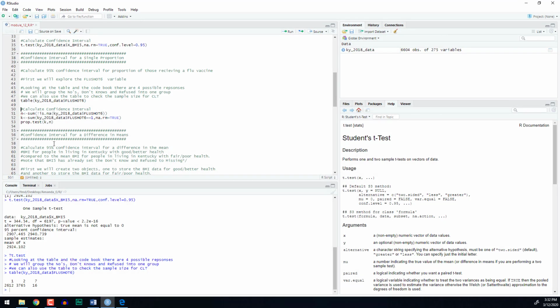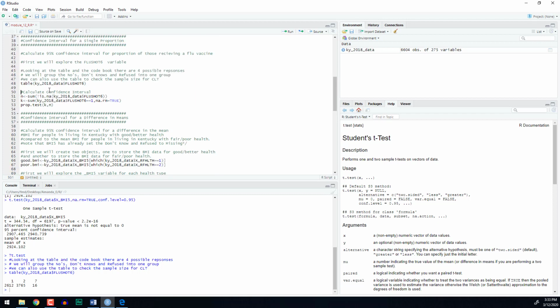Now, if I'm going to calculate the 95% confidence interval, I have to decide what is the category I'm interested in, and then what's the complement of that category. In this particular case, I'm interested in the proportion who are receiving their flu shot. So I'm going to consider everyone else that said no, don't know, and refused as the complement of that.